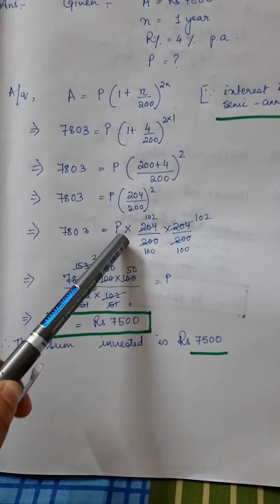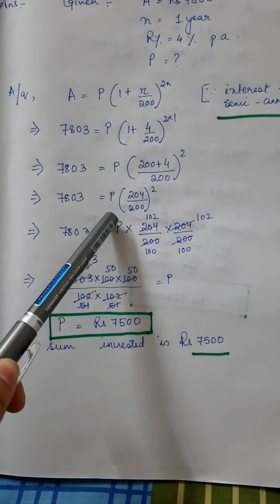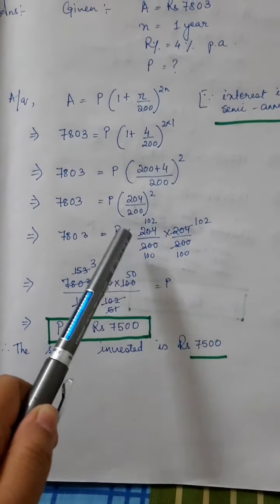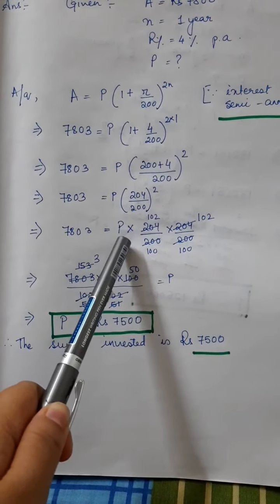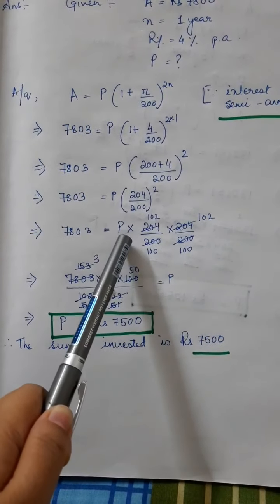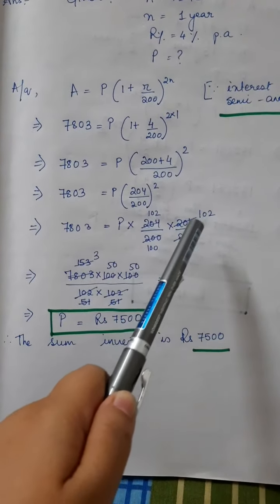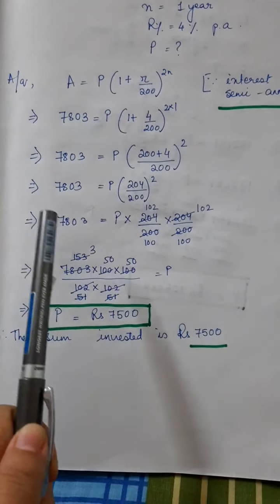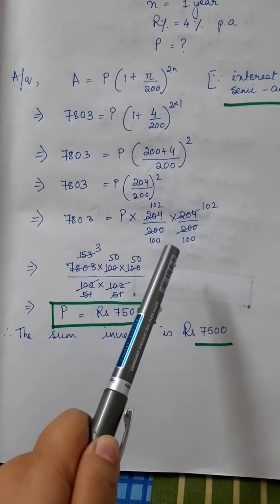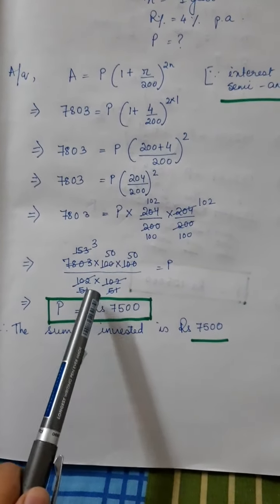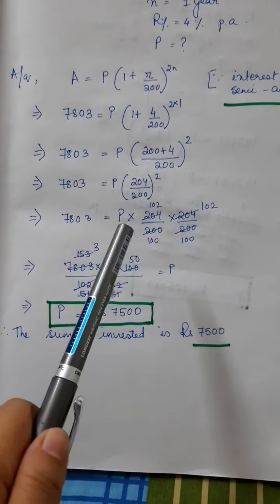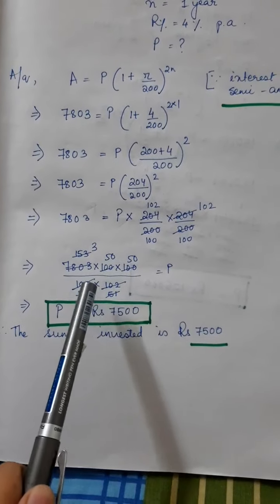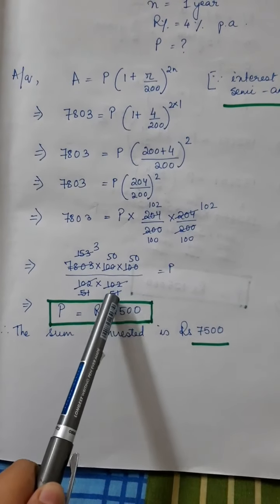You have learned beforehand rule of equation that whenever you have to find any variable, you need to cross multiply. So how will you find P? To find P, you have to keep P alone. So to find P, you bring 102 by 100 into 102 by 100 to the other side of the equation. Now, when you bring it to the other side of the equation, then 102 by 100 becomes 100 by 102. It becomes the reverse. That's the rule of equation. So, P is equal to 7803 into 100 by 102 into 100 by 102.